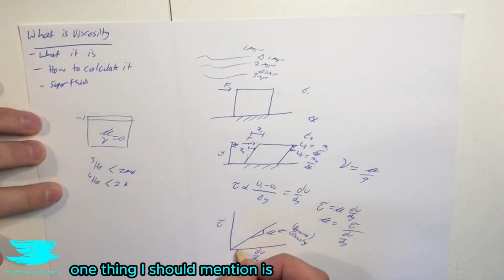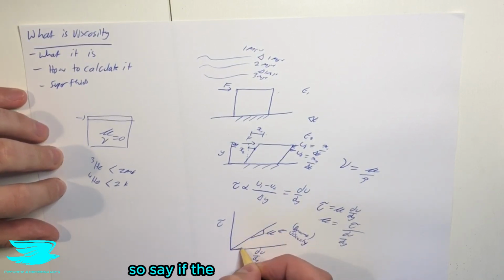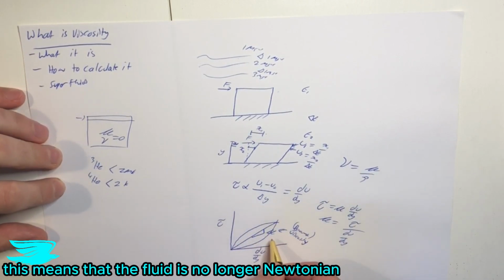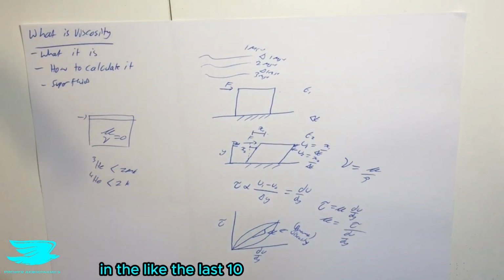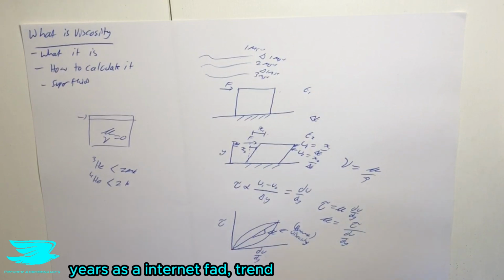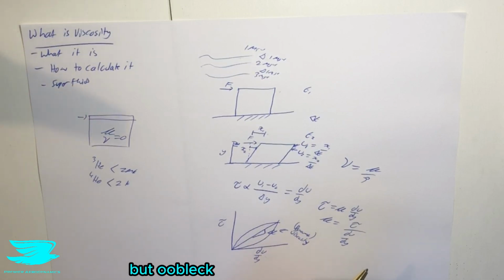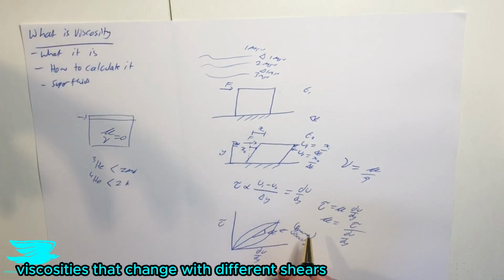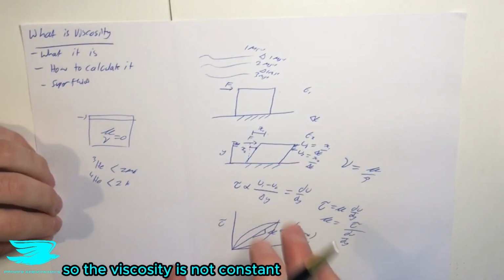Now, one final thing I should mention, which I forgot to mention earlier, is what if this line wasn't linear? Let's say the line goes like this or goes like this. This means that the fluid is no longer Newtonian, it is called non-Newtonian. One very common example of this, which we have seen in the last 10 years as an internet fad trend, is something called oobleck, which is cornstarch and water, and sometimes food coloring or whatever to make it look cool. But oobleck and other non-Newtonian fluids have viscosities that change with different shears and different forces applied to them. So the viscosity is not constant.